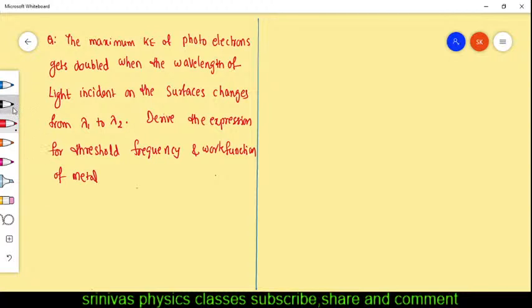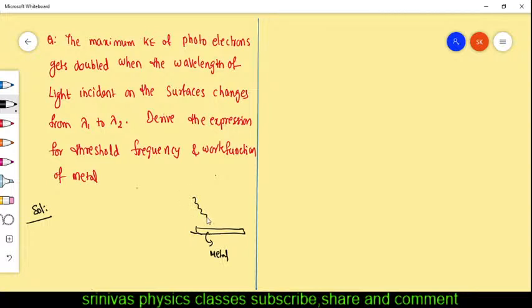What they gave in the question and what we have to find out. Let us go for the solution. The maximum kinetic energy of photoelectrons gets doubled. Look here. What is the photoelectric effect actually? This is a metal. This is a metal.